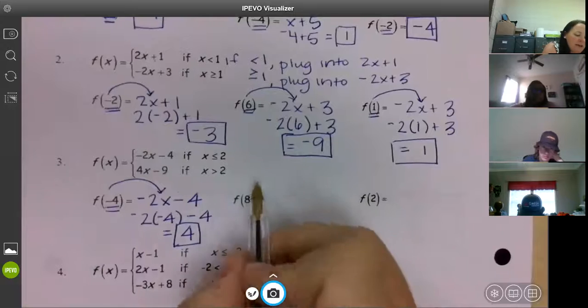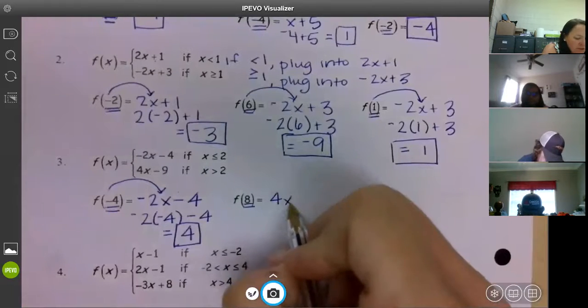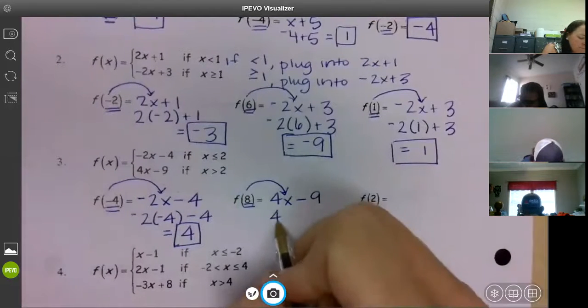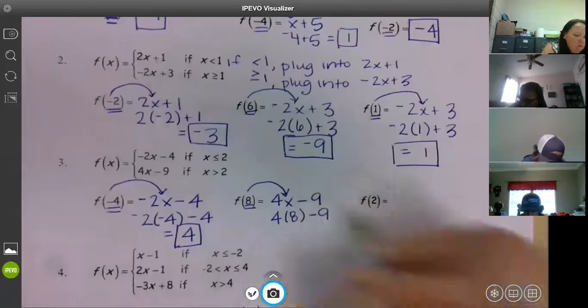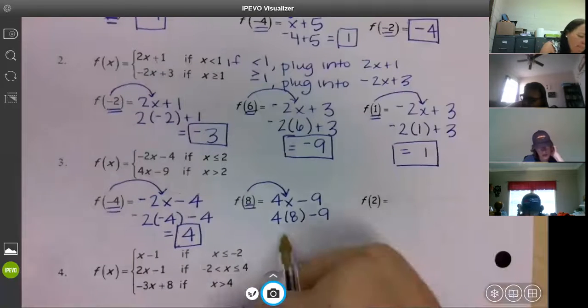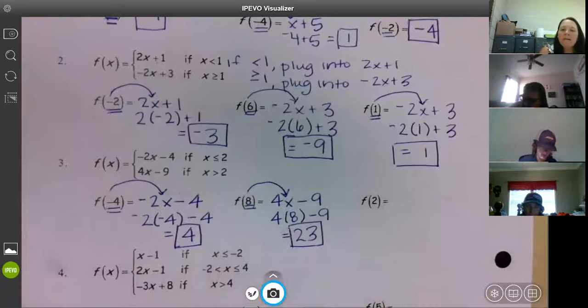All right. F of 8. Where does 8 fall? The first function or the second function? Second function. Why is it the second function? Because it's greater than 2. Greater than 2. Perfect. Our second function is 4x minus 9. We plug our 8 in. So 4 times 8 is 32. 32 minus 9 is 23. Any questions?